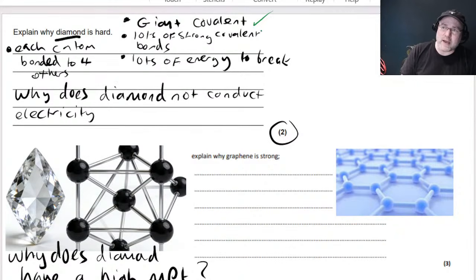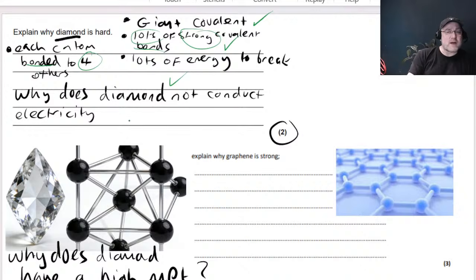So I'm going to put all of it. I'm going to put it's a giant covalent. Covalent bonds are strong. There are lots of bonds. I said lots of strong bonds. I want to make sure that they know there's lots and they're strong. And then I'm saying each carbon is bonded to 4 others, because that's a unique thing for diamond.